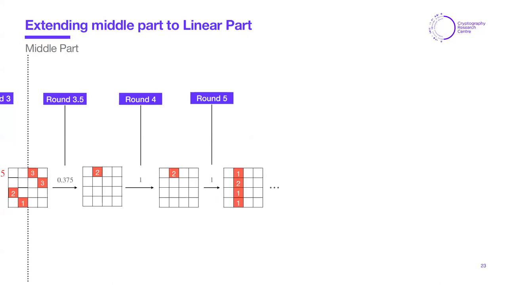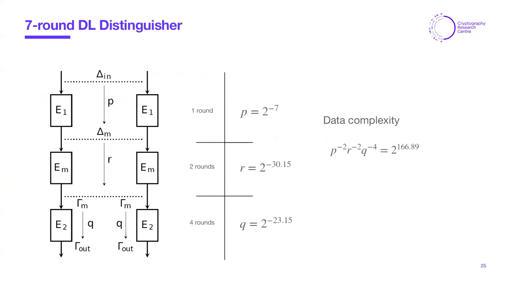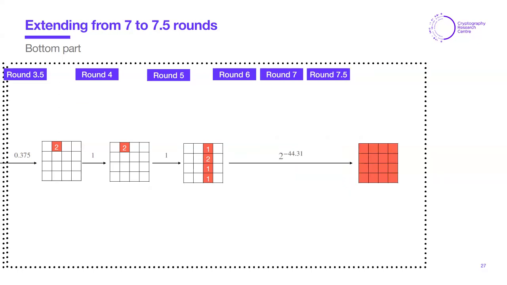Then we extend this five-round differential linear distinguisher by two more rounds to reach 7 rounds, and we use a MILP model to do this. Surprisingly, we saw that in the previous attacks, nobody used MILP models to attack ChaCha. So we did that, and we managed to find this good correlation for this linear part. So then the data complexity of the 7-round differential linear distinguisher is this value here. And then we extend this 7-round differential linear distinguisher by 0.5 more rounds. Again, we use our MILP model and we obtain this correlation here.